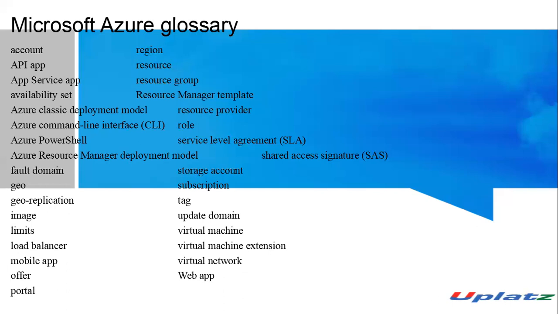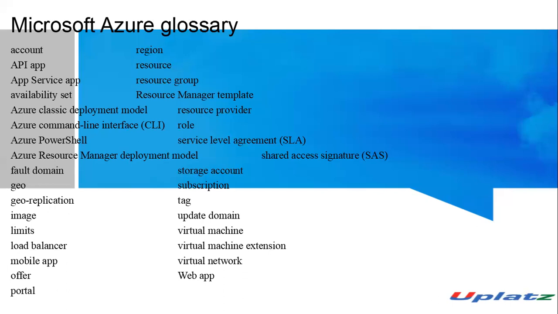Then we have Azure command line interface. The command line interface that can be used to manage Azure services from Windows, Mac OS, and Linux. Some service features can be managed only via PowerShell or the command line interface. Then we have Azure PowerShell. It's a command line interface to manage Azure services via a command line from Windows PCs. Some services or service features can be managed only via PowerShell or the CLI.